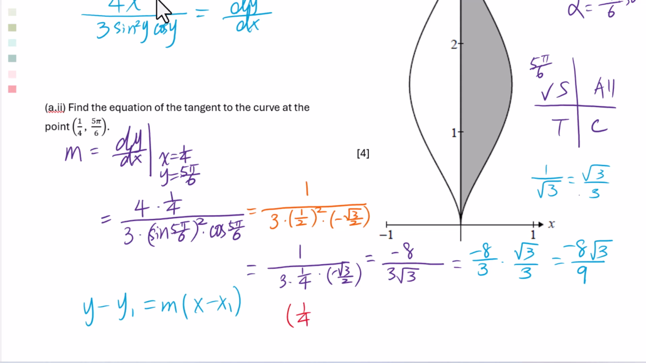We will use this formula to figure out the equation of the tangent line. The point is 1 over 4, 5 pi over 6. Let's label it x1, y1. So y minus 5 pi over 6 equals negative 8 square root of 3 over 9 times x minus 1 over 4. This will be the equation of the tangent line.